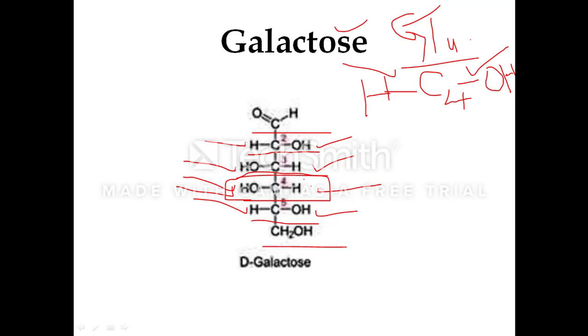Now galactose is designated as D or L. If the OH at the last but one carbon atom is towards the right side, then it is called D-galactose. Here you can find the OH is towards the right side at the C5 carbon atom. If it is towards the left side, then it is called L-galactose. So L-galactose will have the OH at the C5 carbon atom towards the left side. I think you understood writing the Fischer projection of galactose.